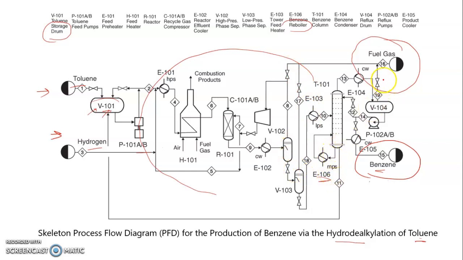Okay. And E105 is a product cooler. Where is it? Yeah, here. Okay. So what else do we have? What is this? Heater. Heater, yeah. This is the heater. R01 is a reactor. Okay, so the reactor is here. Okay.